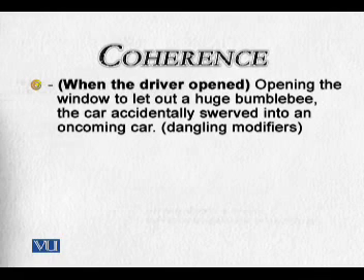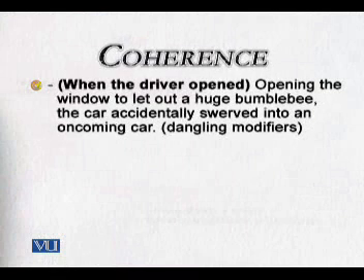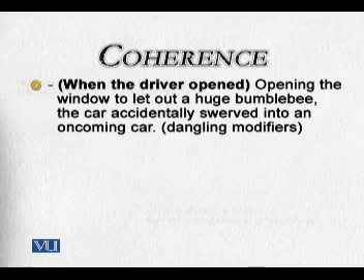When the driver opened the window. Now the dangling elements are out and the sentence is properly cohered. Not opening the window and then the car. Opening the window would then modify the car. A car cannot open the window. So when the driver opened the window, here the actor is introduced and coherence is achieved in the sentence.